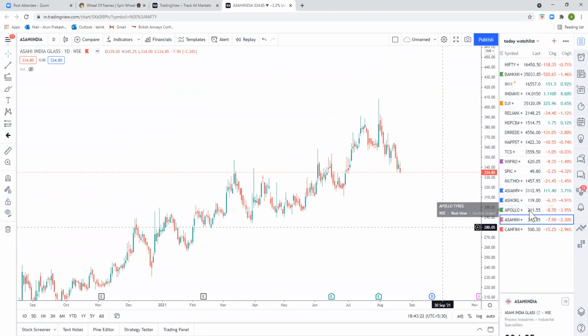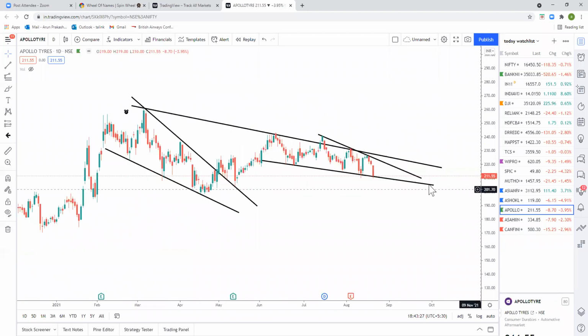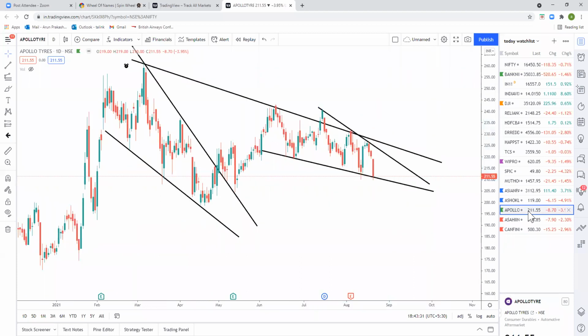Okay, so I'll take it one by one. Apollo. So this is the pattern you have drawn in Apollo Tyres. Let's keep it aside. The next one you have sent me, I don't see the name, but I will not be looking into that because I don't trade based on support resistance zones. Only if I have any channel or triangle pattern, I will trade in that stock. So that is a straight avoid from my side. The one where you have just drawn horizontal lines, I would not consider that.